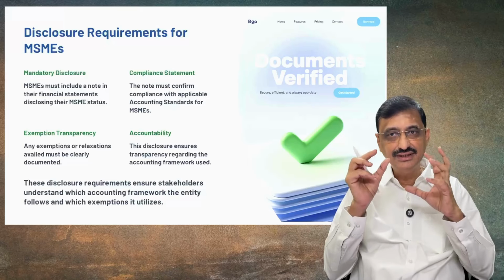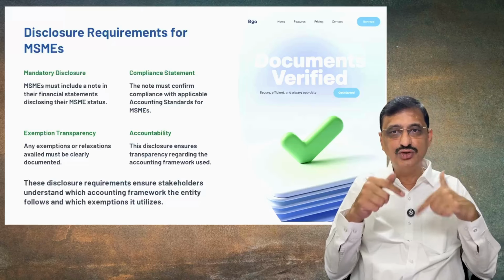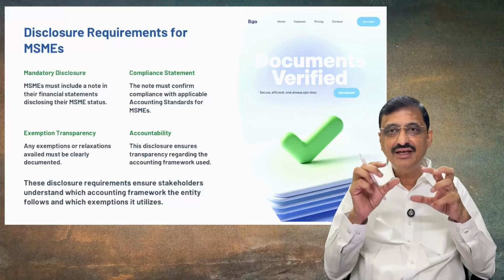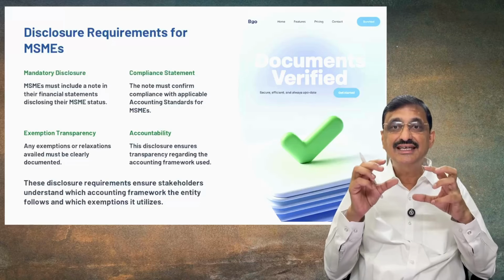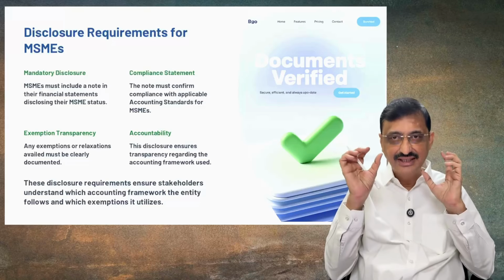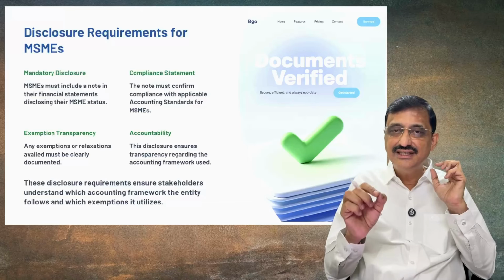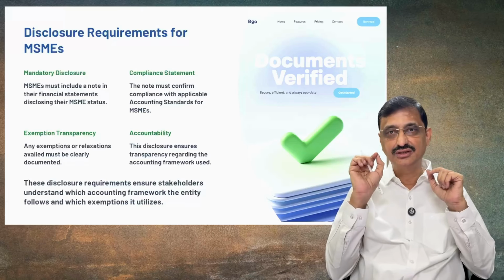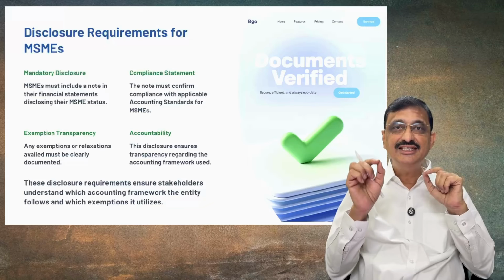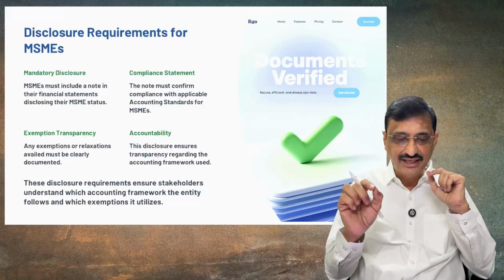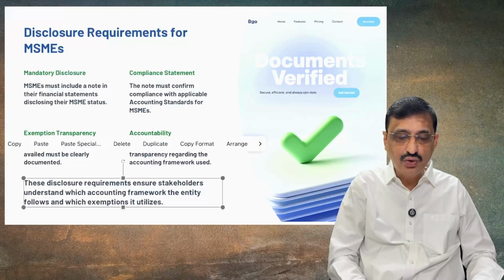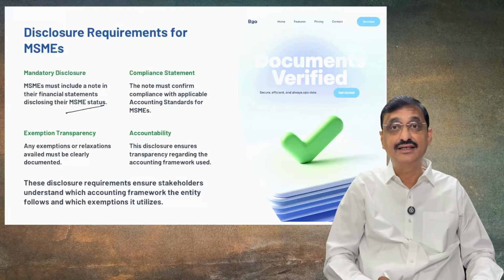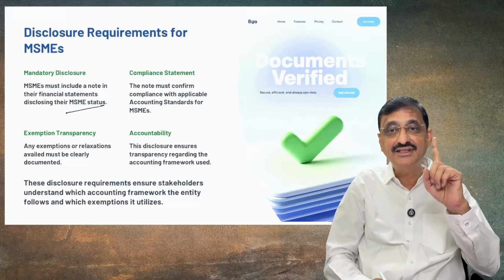Now these MSMEs, by virtue of this announcement or criteria for classification, will have certain specific exemptions and also certain relaxations in the disclosures. If this MSME non-corporate entity avails any such exemptions or avails any such relaxations in the disclosure requirements, it should include in a note to its financial statements that it is having an MSME status.